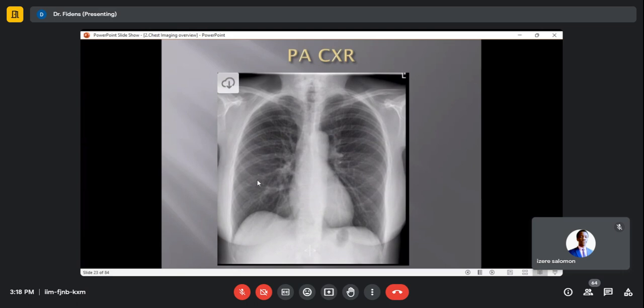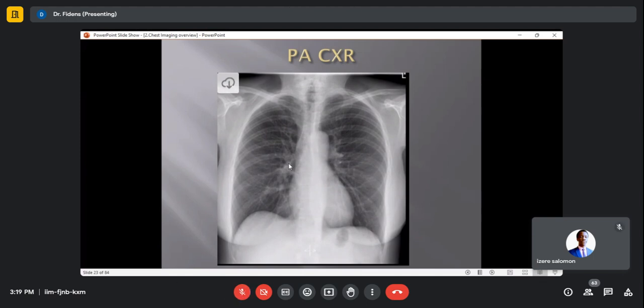Because remember, something else I have to tell you is that normally, in most of the cases, the right hemidiaphragm is positioned above the left one by 1.5 centimeters, I think. And even the left hilum, you remember this is the hilum, the confluence of pulmonary vessels. This is the left hilum, and this is the right one. Can you see how the left one is positioned above the right one? These signs are very important.